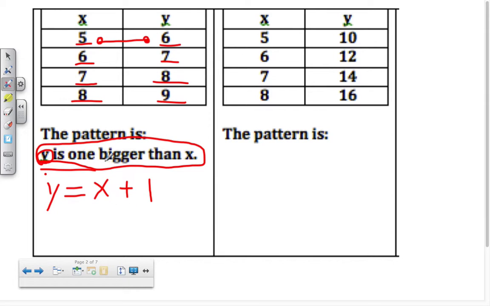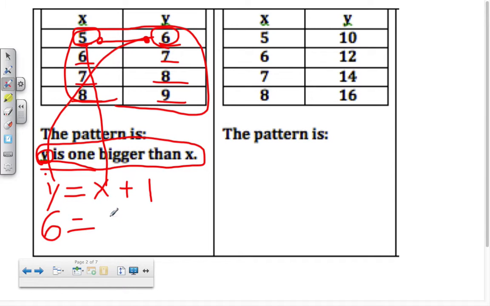See? There's a y here. Y is 1 bigger than x. Hopefully you see that going on up here. 6 is 1 bigger than 5. 7 is 1 bigger than 6. 8 is 1 bigger than 7. So when you say y is 1 bigger than x, you're really saying y is equal to x plus 1. And if we plug in a number, let me use some substitution. 5 can go in for x, and at the same time, since they're connected, 6 can go in for y. You'll get 6 equals 5 plus 1. And that's true. 6 does equal 5 plus 1.